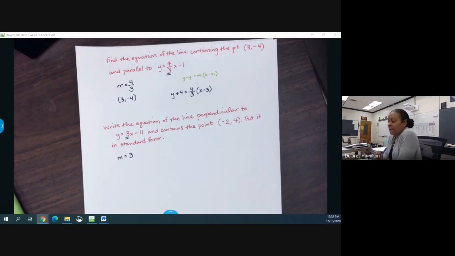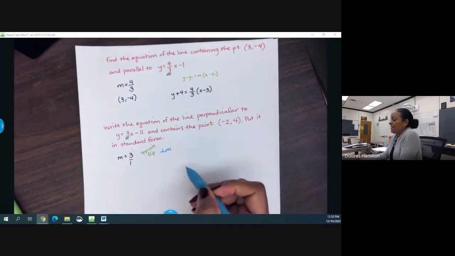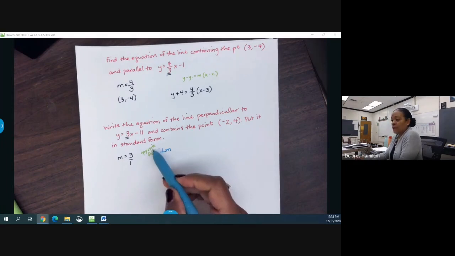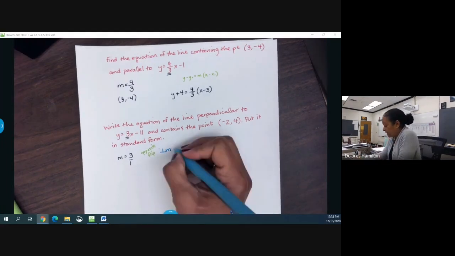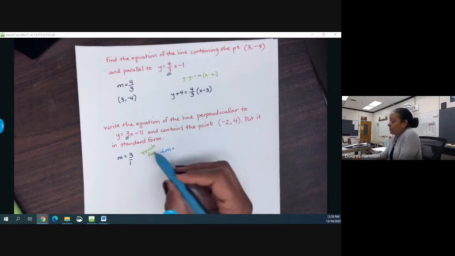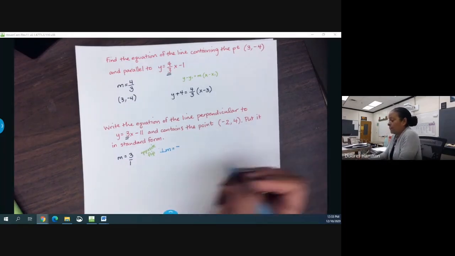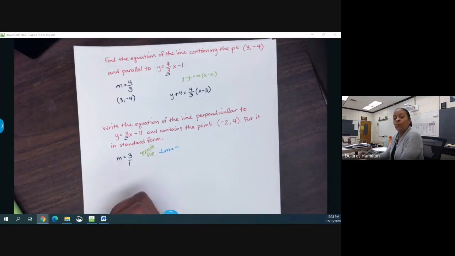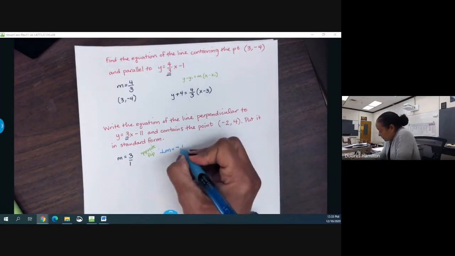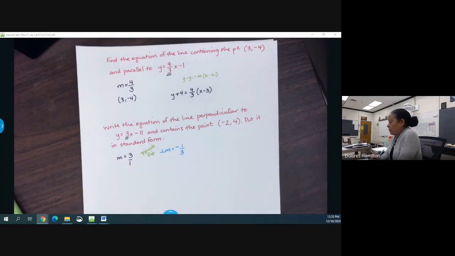And that line has a slope of 3. It's helpful if we write it as a fraction, especially because we're talking about perpendicular. So that tells us we're going to take the opposite sign and we're going to flip that slope. So this is positive, so our perpendicular slope is going to be negative. And then we flip it. So the slope of a line perpendicular to it would be negative 1/3.